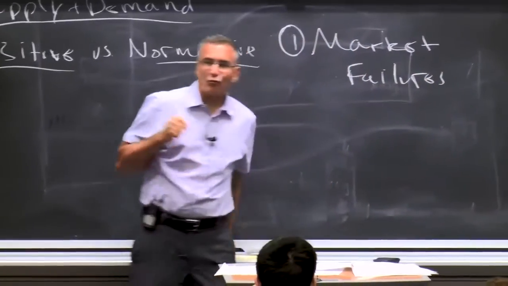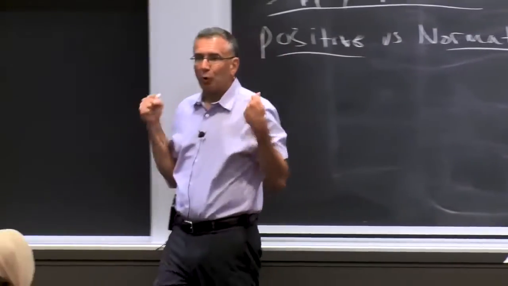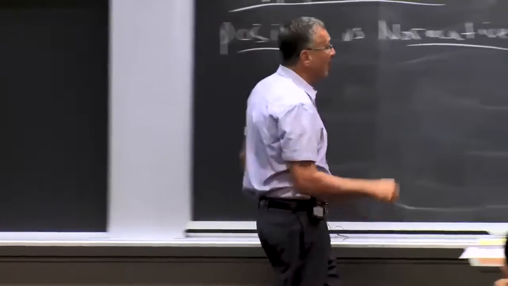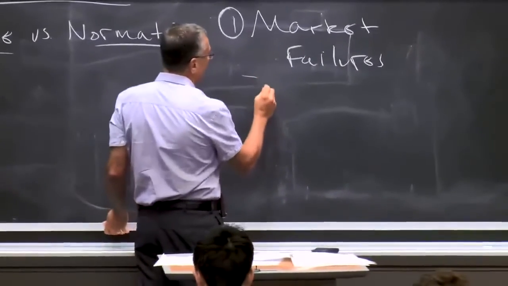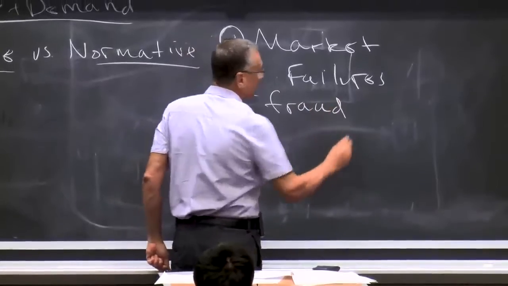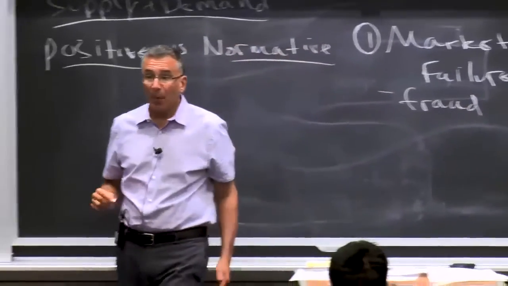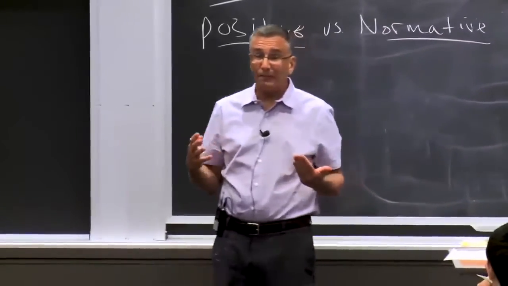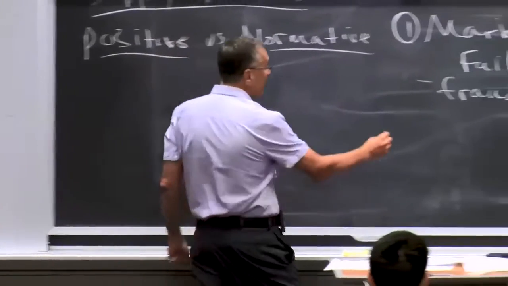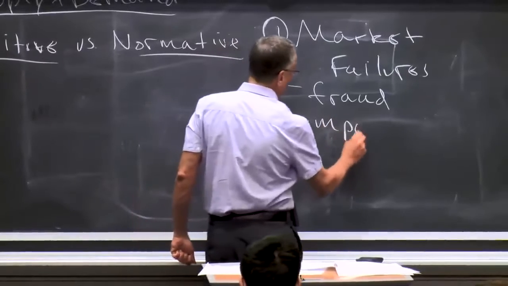Market failures are reasons why the market doesn't work in the wonderful way economists like to think it should. So, for example, there could be the problem of fraud. People might not be able to tell if they're getting a legit kidney or not. There could be the example of imperfect information.